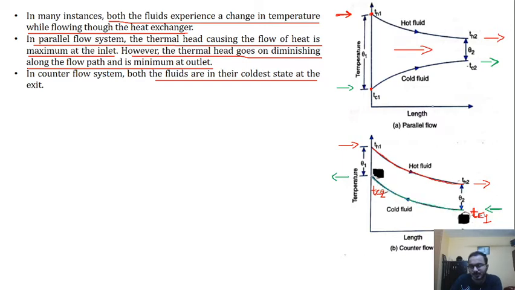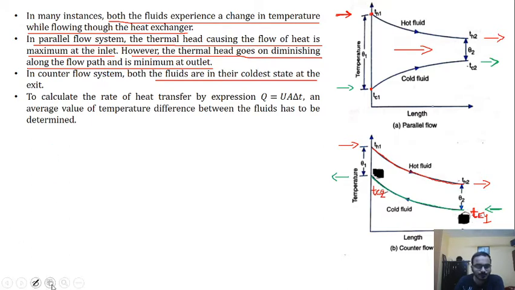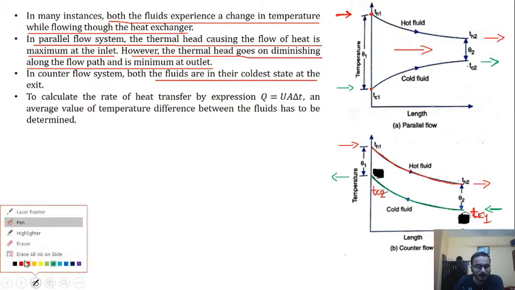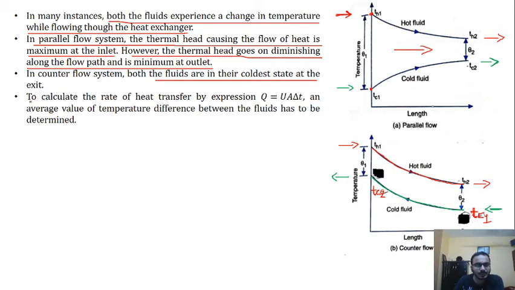So the thermal head theta1, and if you see its variation throughout this exchanger till theta2, there is not significant change in the thermal head, and both fluids are in their coldest state at the exit. That is, here the hot fluid is at its minimum temperature and cold fluid is also at its minimum temperature. Now, to calculate the rate of heat transfer by the expression UA delta T, an average value of temperature difference between two fluids has to be determined.